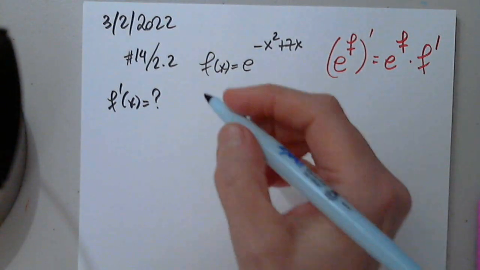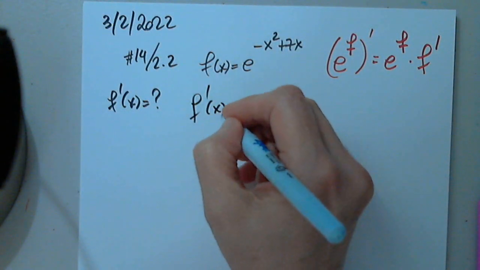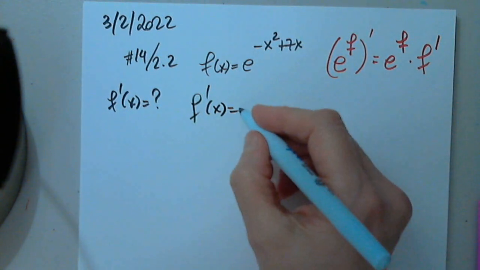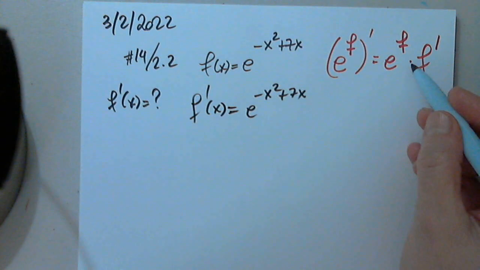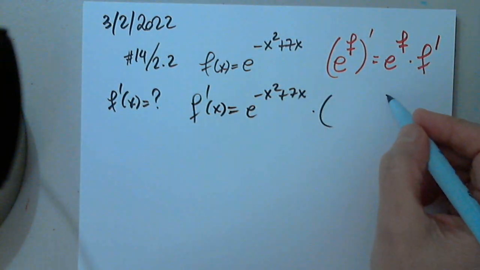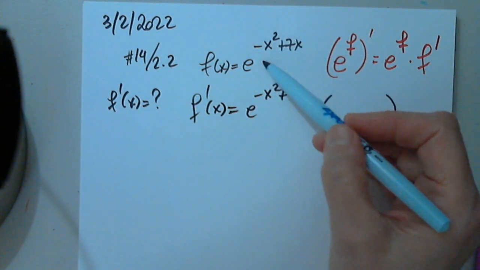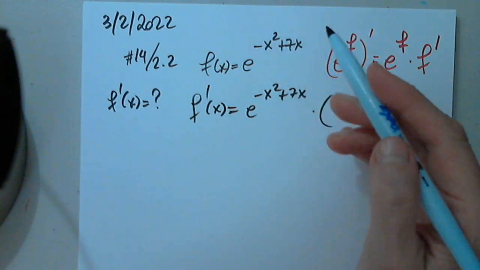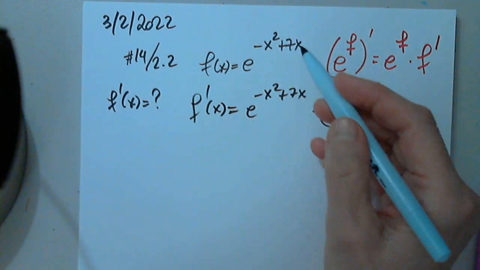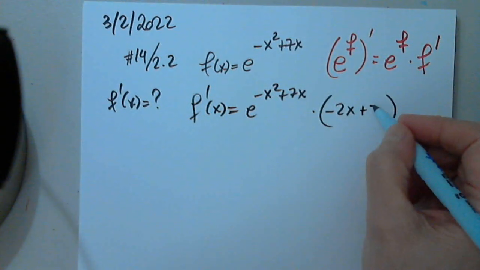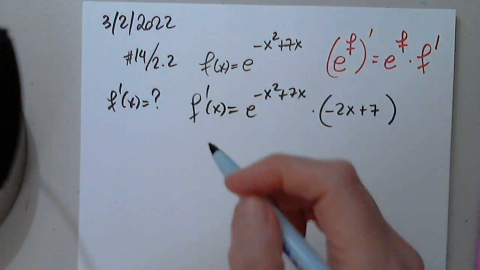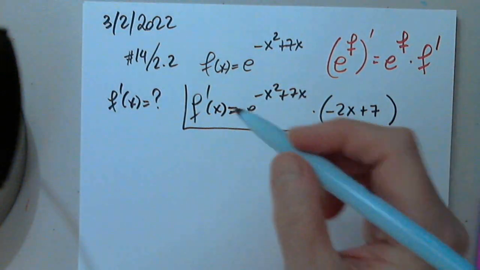So here it is, f prime of x. Following the formula, I simply copy e to negative x squared plus 7x, and then multiply by the inner function prime. I know that this is the inner function. I bring 2 in front and subtract 1 from the power, and then 7x prime is minus or plus 7. That's it. This is done. You don't have to do anything else.